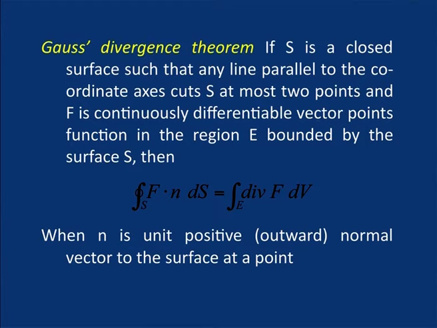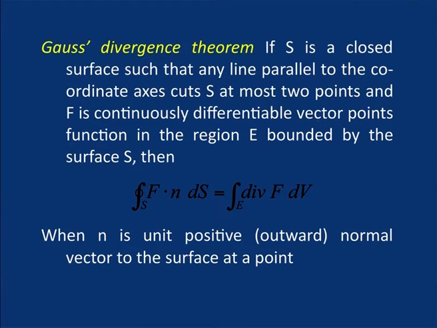The Gauss divergence theorem: if S is a closed surface such that any line parallel to a coordinate axis cuts S at most at 2 points, and F is a continuously differentiable vector point function in the region R bounded by the surface S, then the integral over the surface S of F dot n ds becomes the integral over the volume V of the divergence of F dV.